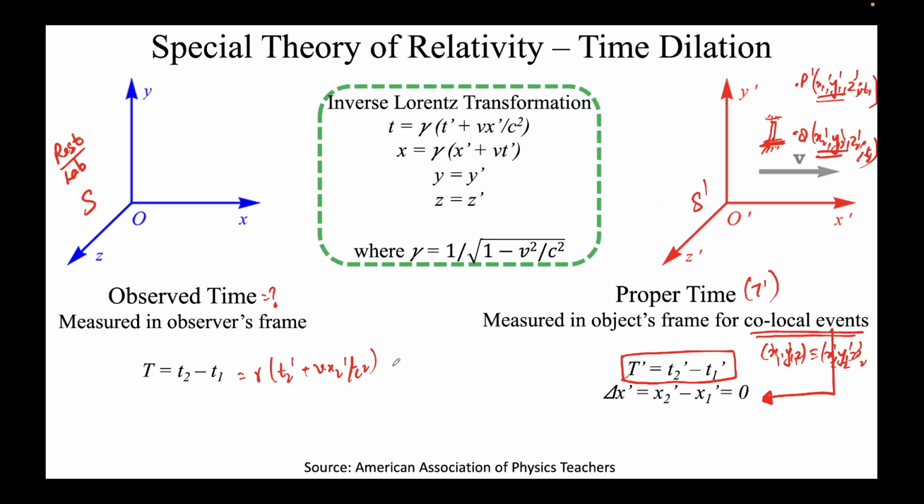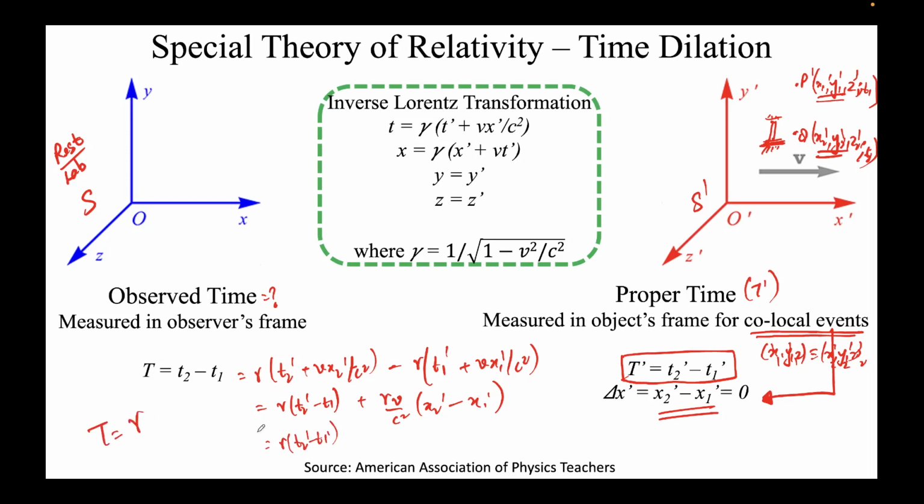And you get this minus t1, it will be minus gamma t1. So I put 1 everywhere here: t1 prime plus v x1 prime over c squared. Very simple. So if you see, it will be gamma (t2 prime minus t1 prime). I've just calculated the first 2 terms from this, and plus gamma v by c squared (x2 prime minus x1 prime), and we know that x2 prime minus x1 prime equals 0. That's how we define the proper time. So this term will be 0, so this will come out to be gamma (t2 prime minus t1 prime), and you will get t equal to gamma times t prime, since t2 prime minus t1 prime is nothing but t prime.